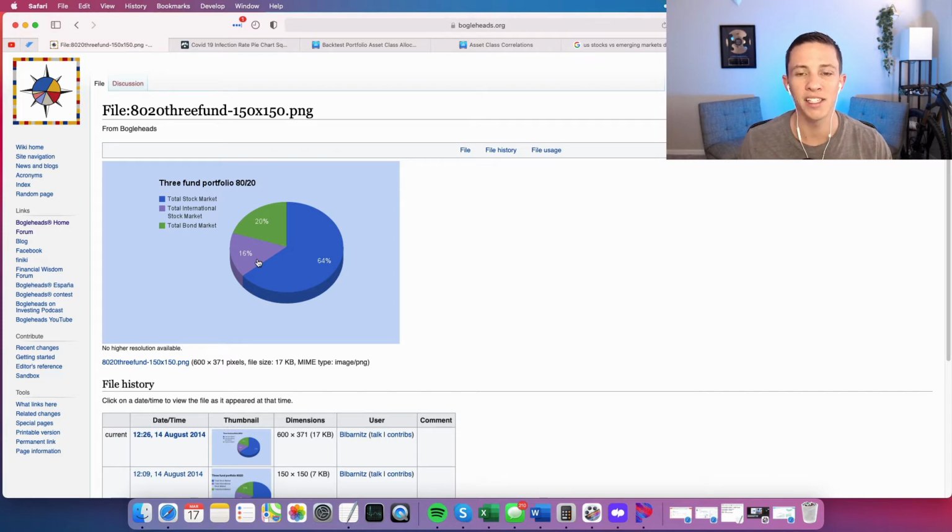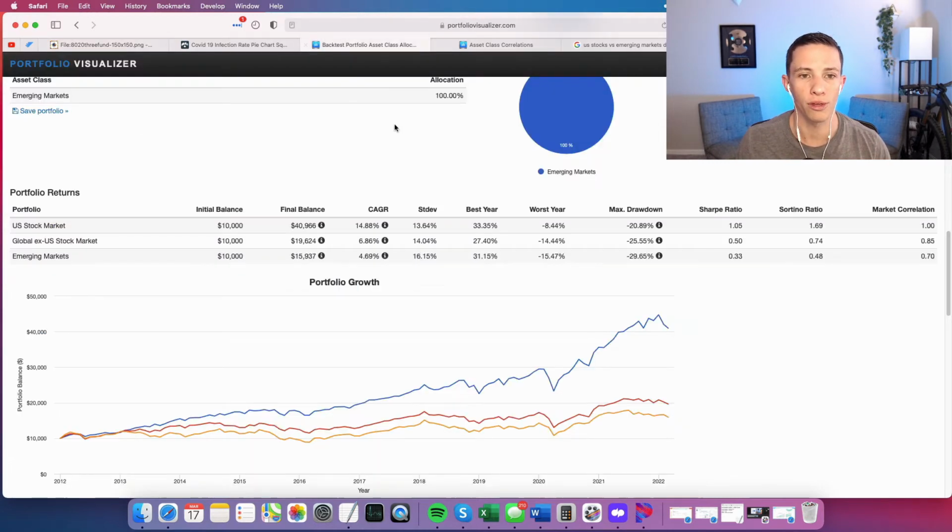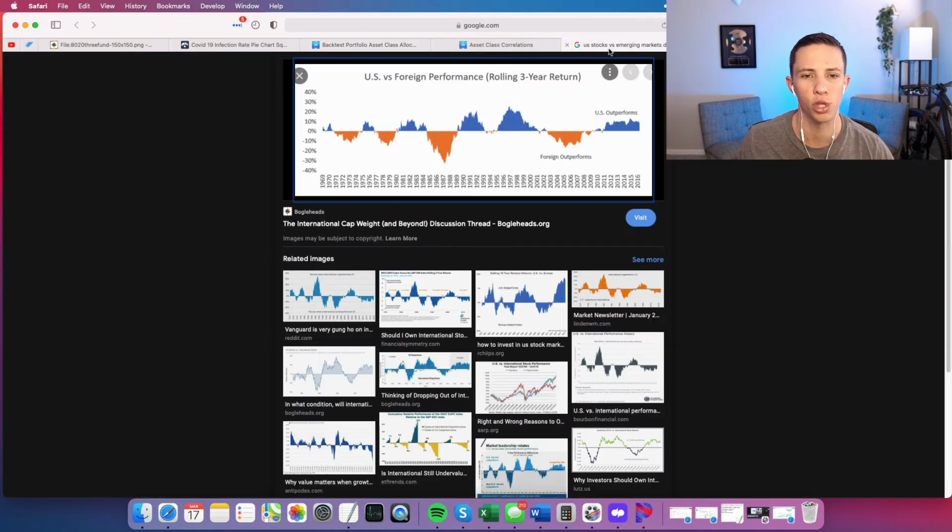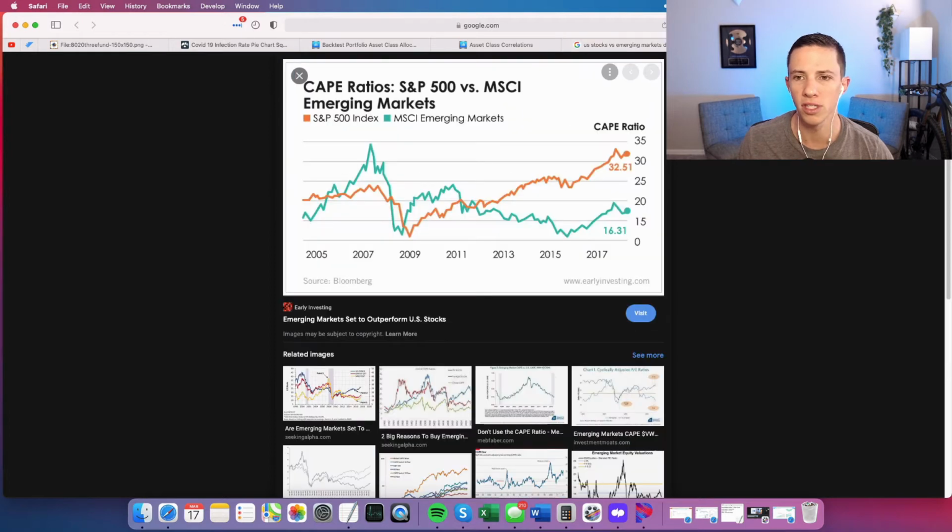The other thing is valuations. With this performance of US stocks and the relative lack of performance from international stocks, international stocks are at a much lower valuation than US stocks. I found this cool chart right here.